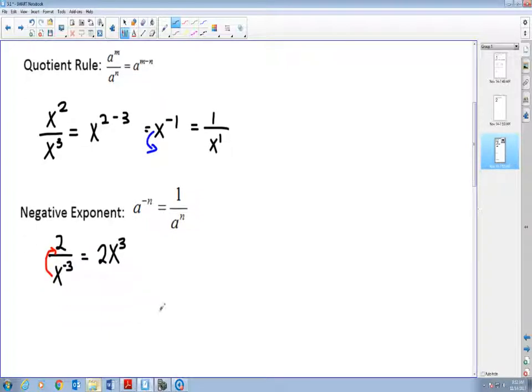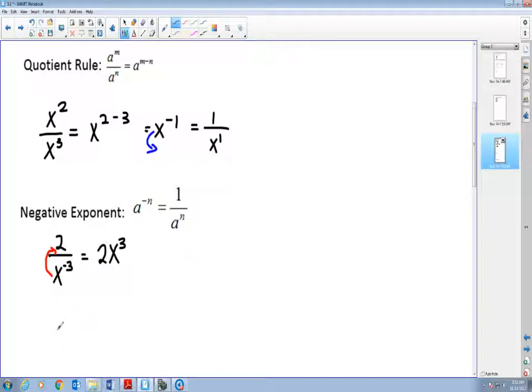Now, we also need to understand the negative exponent rule from the right side to the left side. That means if I have a positive exponent, maybe like a 2 over 3, well, maybe it's not a good example for here. Tell you what, I'm not going to use that example. I'm going to just make up another one.